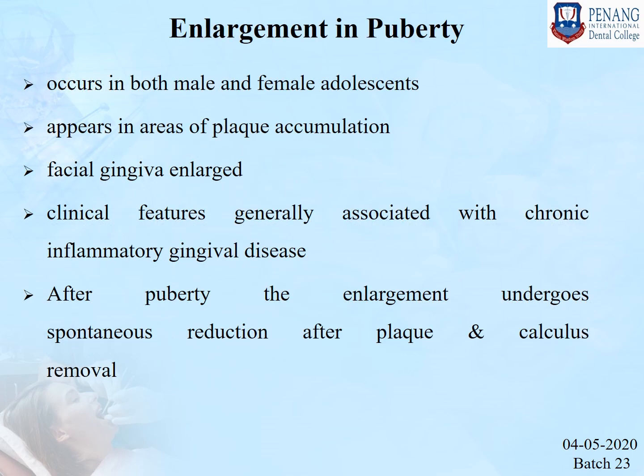Enlargement in puberty. It occurs in both female and male adolescents. It appears in the area where plaque accumulation is there. Mainly the facial gingiva is enlarged. Clinical features are generally associated with chronic inflammatory gingival disease. After puberty, the enlargement undergoes spontaneous reduction after the plaque and calculus have been removed. The mechanical action of the tongue and the extrusion of food prevent a heavy accumulation of local irritants on lingual surfaces. That's why mainly the facial gingiva is affected.